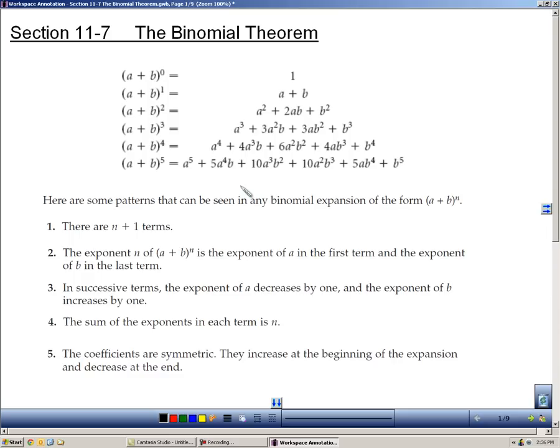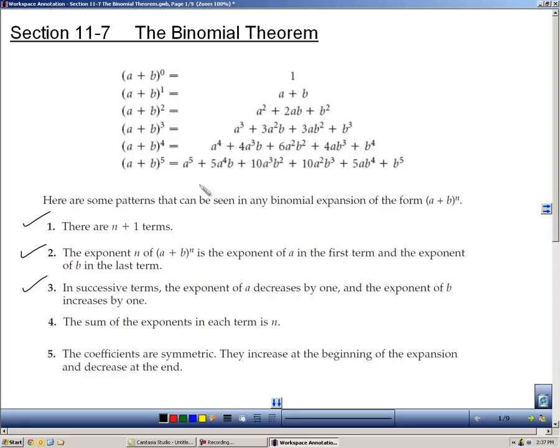So there's a pattern here that I want you to recognize, and we're going to look at some of the things that we notice when we expand binomials. The first thing we're going to look at is there are n plus 1 terms. If n is the exponent, in this case 5, notice there are 6 terms. When the exponent's a 4, there are 5 terms and so on. So you can see that in the pattern. Also, the exponent n is the first exponent on the a value here, and it's the exponent on the b value at the end. So it's the same exponent on the first term as it is the last term.